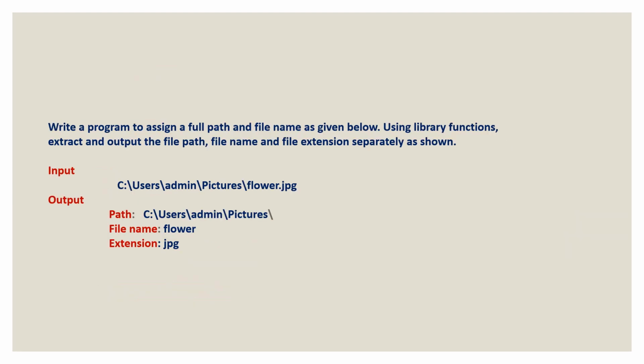So coming to the board questions, the next one: write a program to assign a full path and file name as given below. Using library functions, extract and output the file path, file name and file extension separately as shown below. In this case the input is given, not a sample input. Input is C:\users\admin\pictures\flower.jpg. The output should show the path, file name, and extension separately.